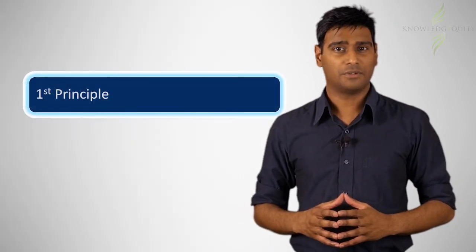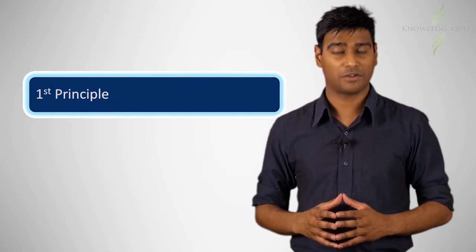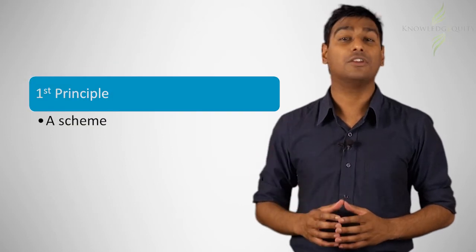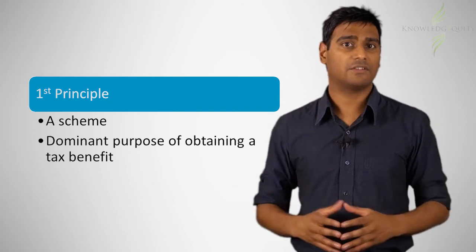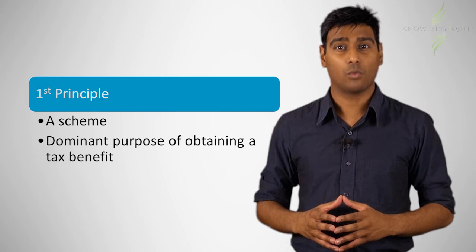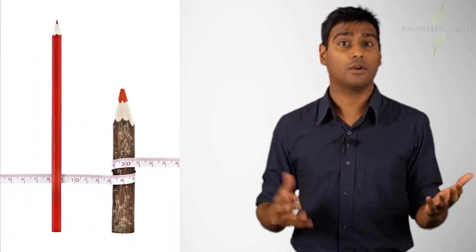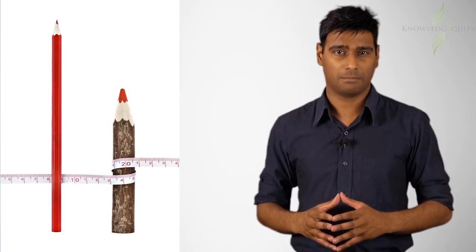The first principle from Peabody relates to issues of the first and third requirement of Part 4A, that there be a scheme and that there be a dominant purpose of obtaining a tax benefit. With a given set of facts, there is usually more than one way that the tax office can identify what the scheme is. Generally, a scheme can be identified broadly or narrowly. Let's see what we mean by this by using an example.